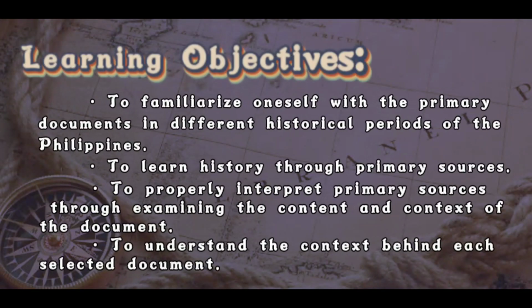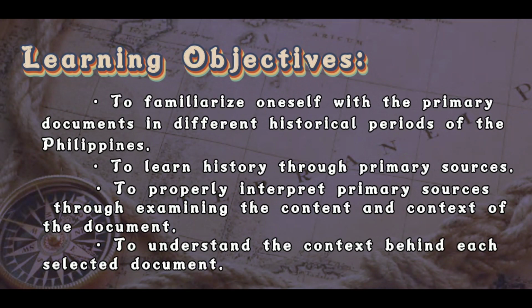And for the learning objectives of this chapter, the students are expected to familiarize themselves with the primary documents in different historical periods of the Philippines, to learn history through primary sources, to properly interpret primary sources through examining the content and context of the document, and to understand the context behind each selected document.